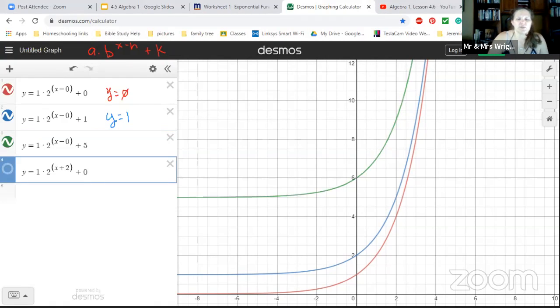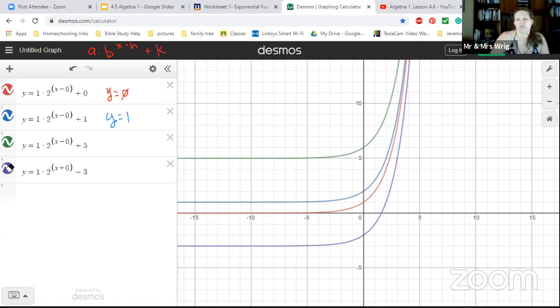Let's look at this one. Instead of doing a positive number, let's put it down 3. And let's remember to change our inside change, our horizontal change, back to 0. We'll turn it on and then zoom out. So you can see how it moved everything down 3.